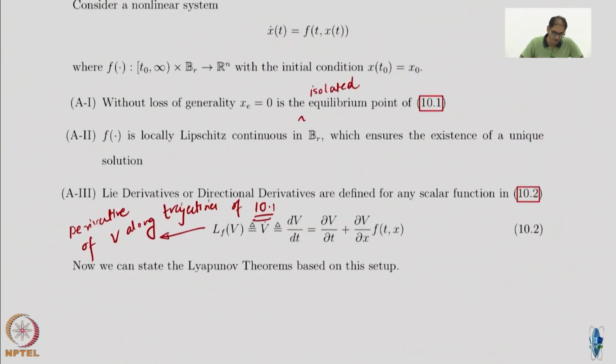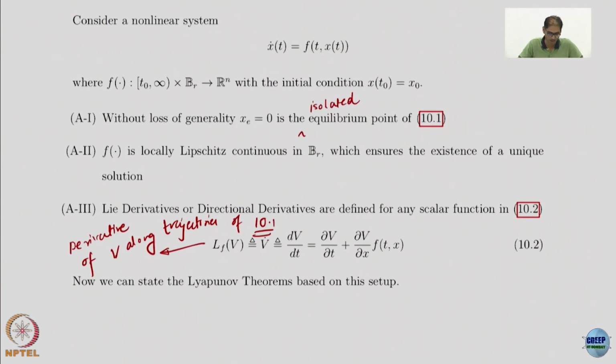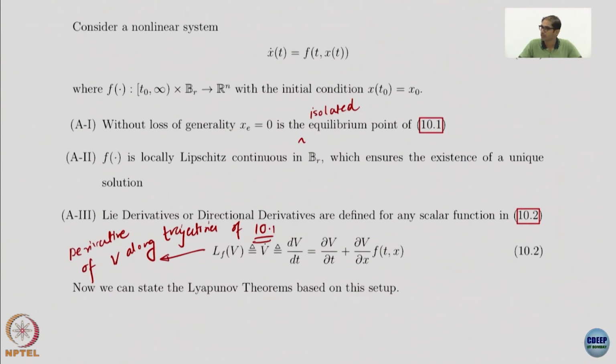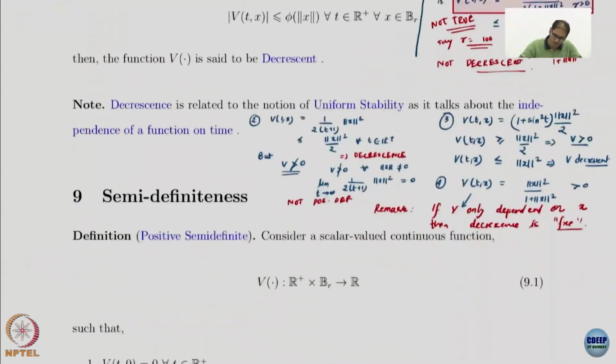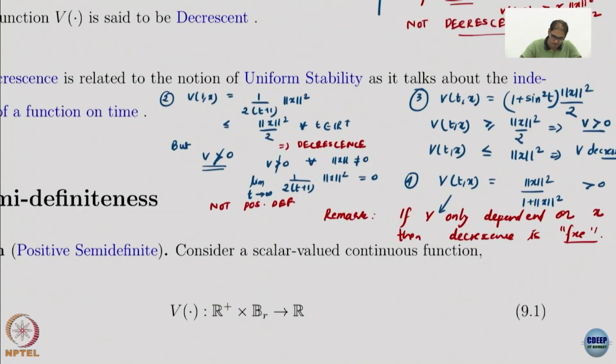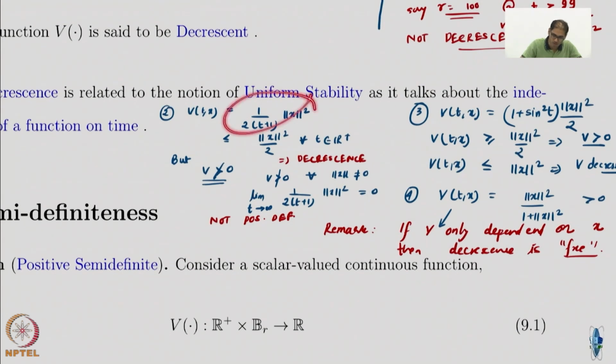And finally, we define the notion of Lie derivatives, or directional derivatives. Nothing complicated. What you think of as V dot, what comes naturally to you as the derivative of V, is actually the directional derivative. Why we use this different notation and different method of talking about it is because when you write a V, for example, some function V like x1 square plus x2 square, this is such a common function.